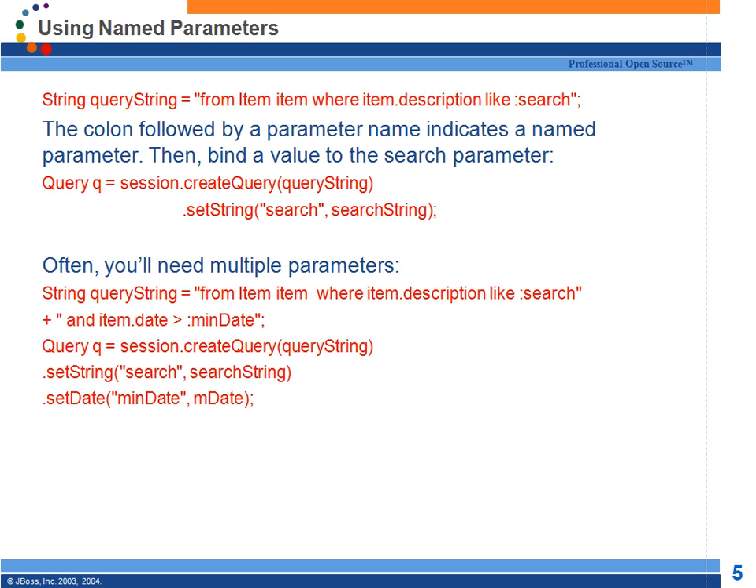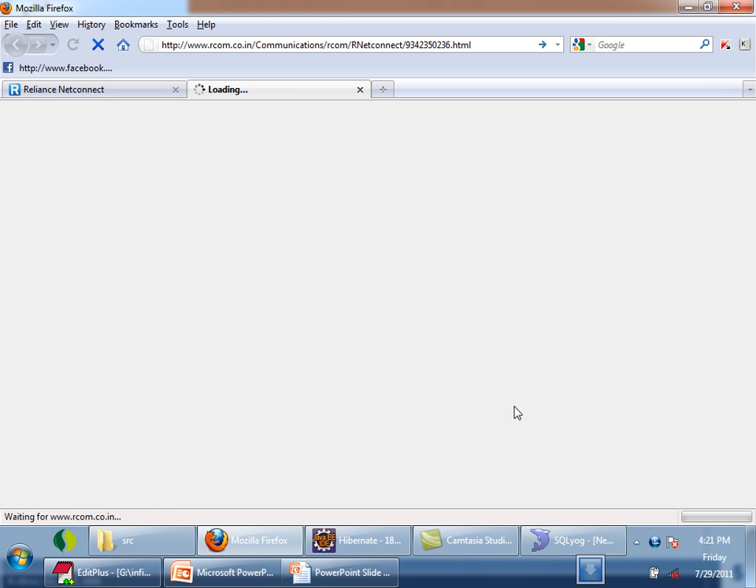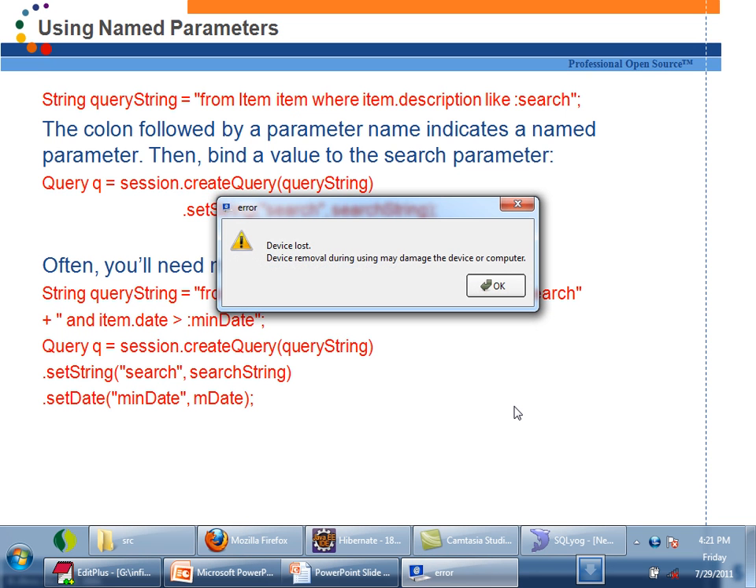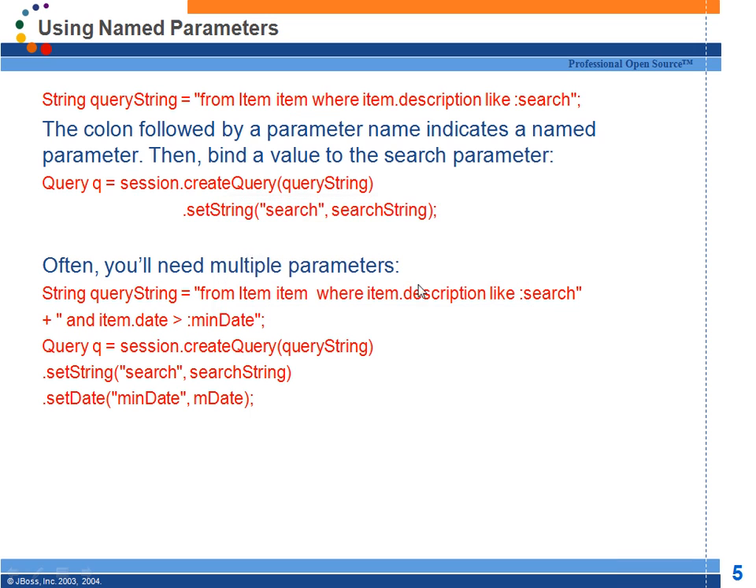Next, how to specify named parameter. See this query? Let's assume that Item is an entity. From Item where item.description like colon search. Again, this is nothing but a named parameter, colon search. Now, if such is a query, how to replace this named parameter search? After session.createQuery, on that I have said setString, the name of the named parameter, the value. Right? This is how to replace the named parameters.